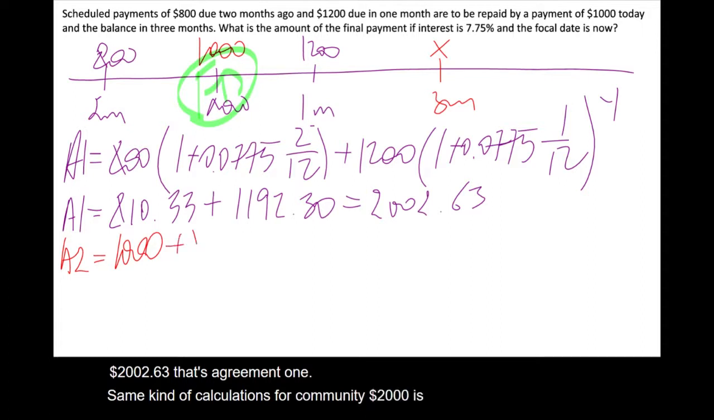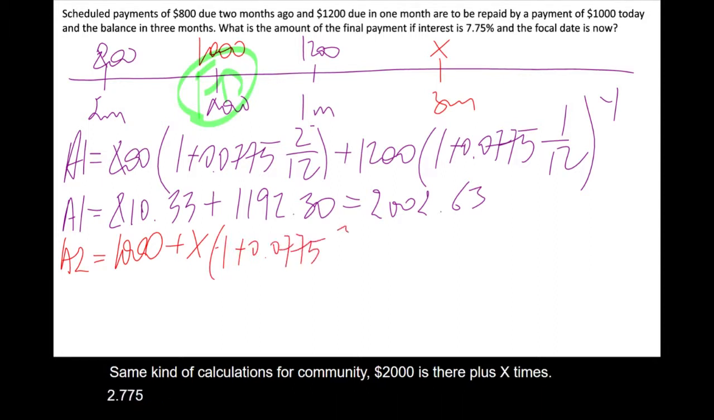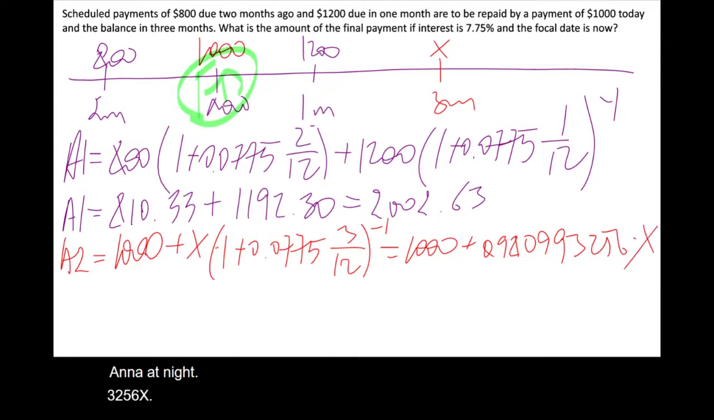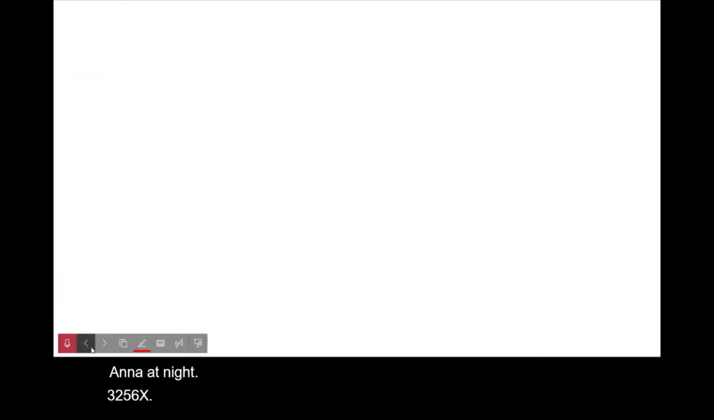Now same kind of calculations for agreement 2. $1,000 is there plus x times (1 plus 0.0775) to the power 3 over 12 negative 1. So $1,000 plus 0.9809326x.